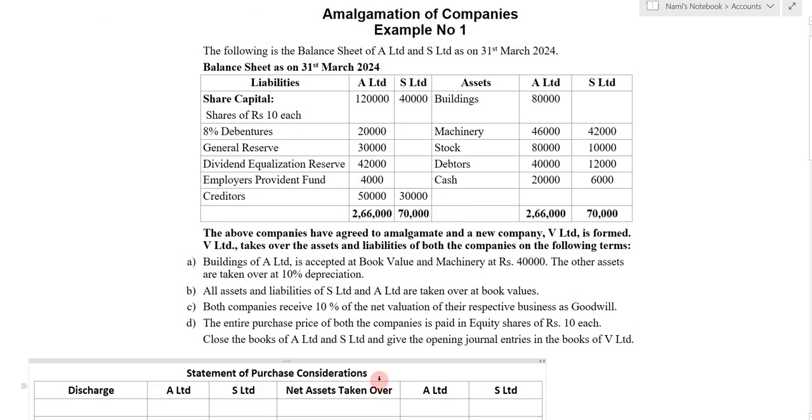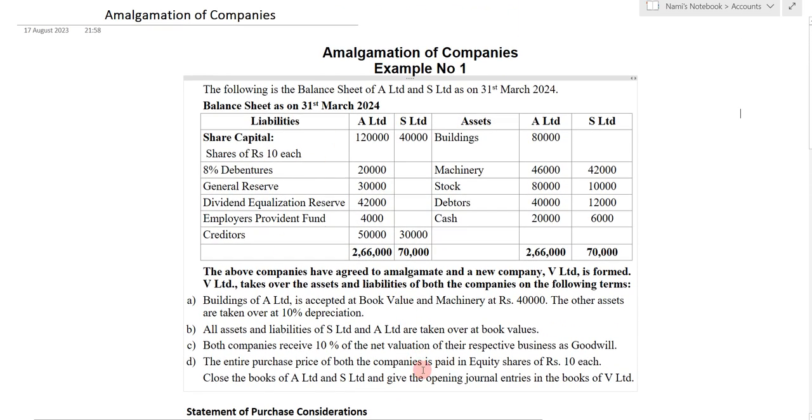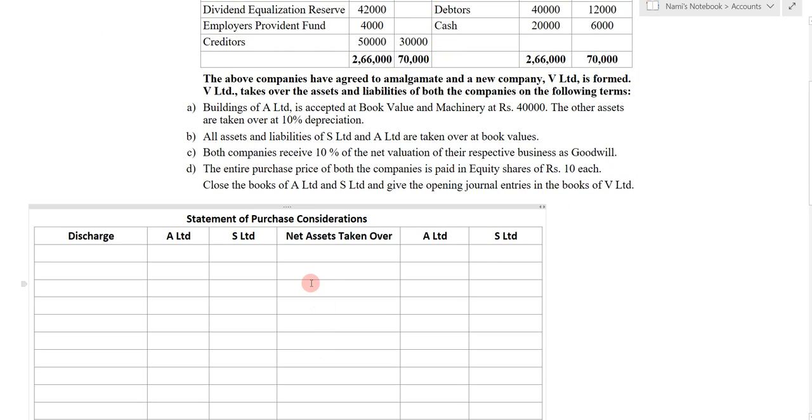So first of all, how do we solve this example of amalgamation of companies? First of all, students, you have to read all the details given in the balance sheet and additional information. Based on this additional information, we have to prepare a statement of purchase consideration. Through this purchase consideration, we come to know at what price V Limited has purchased the companies A Limited and S Limited.